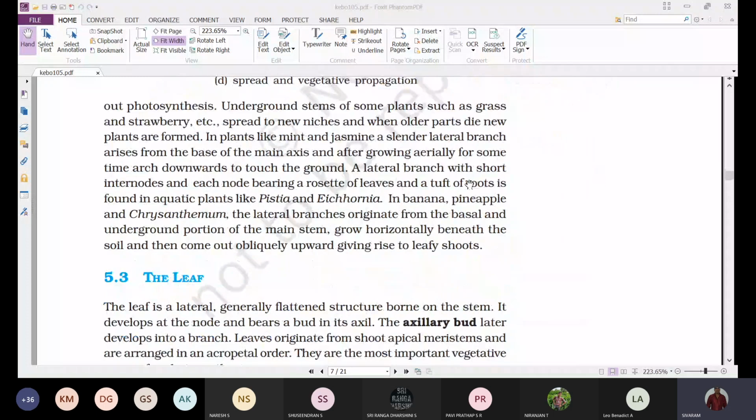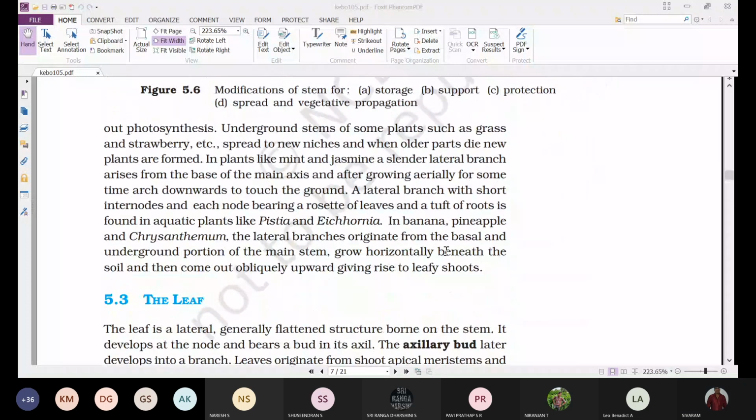And next, there are some plants in which the underground stems, such as grass and strawberry, spread to new niches, that means new places. And when older parts die, new plants are formed from these parts, from these underground stems.